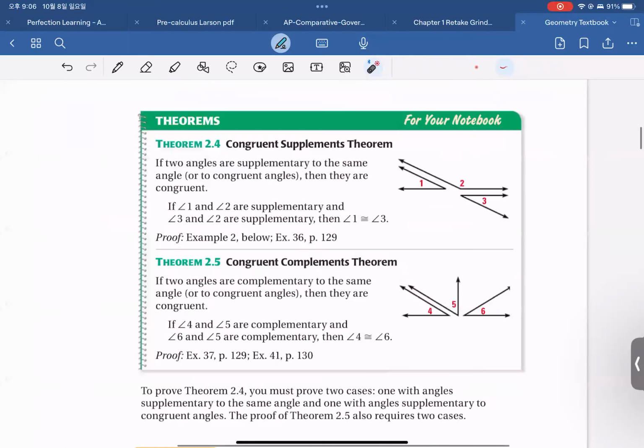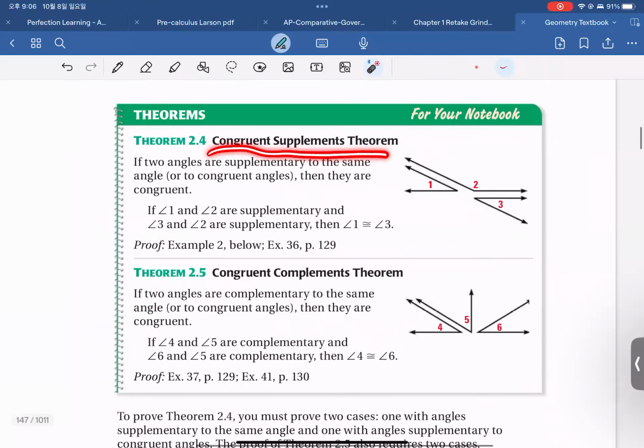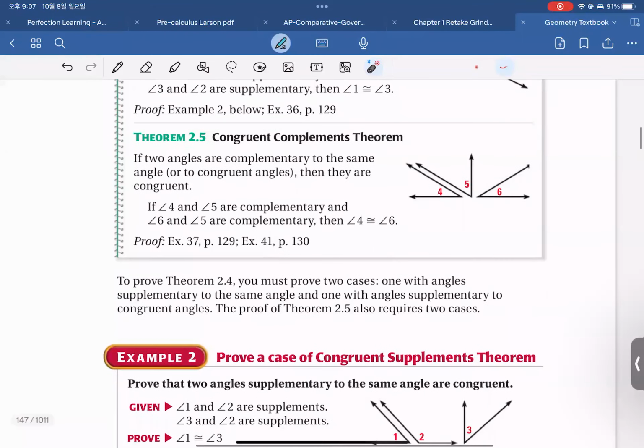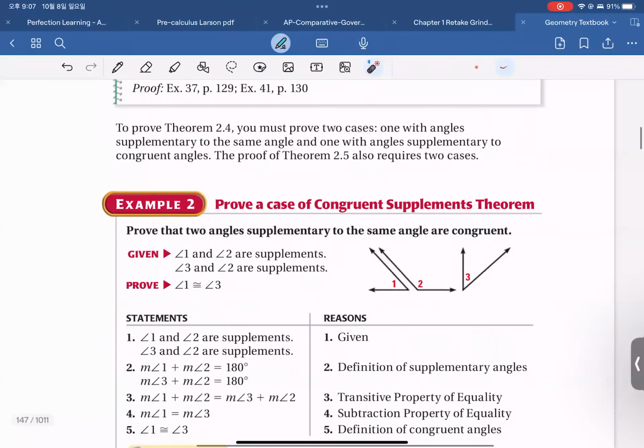If you look at two more theorems, there's the congruent supplements theorem and then the congruent complements theorem. You can recall that supplementary angles total 180 degrees, and complementary is always something like 90. You can use that to know that if two angles are supplementary to the same angle, then they are congruent. And if they're complementary to the same angle, then they're also congruent.